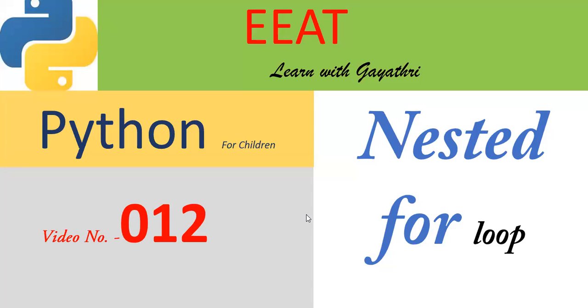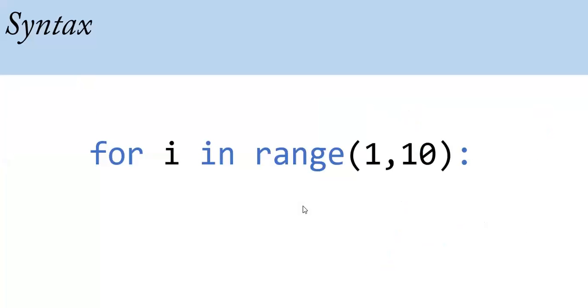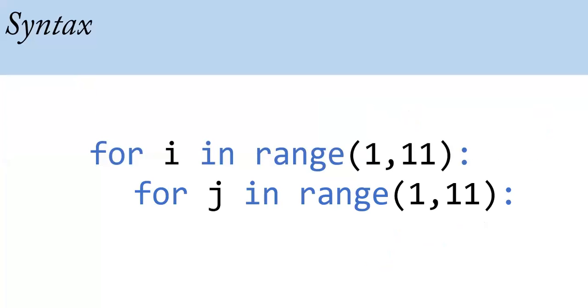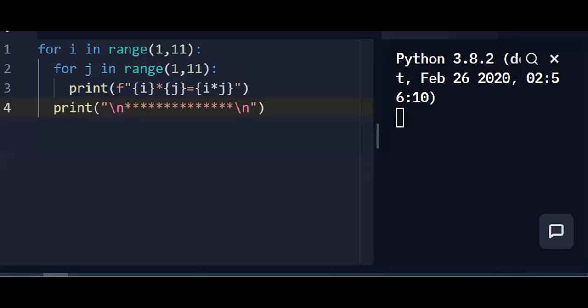Friends, we'll look at a nested for loop in Python. A for loop inside a for loop is known as a nested for loop. So you can see there are two different variables for this, and this is the range. We'll look at an example now.